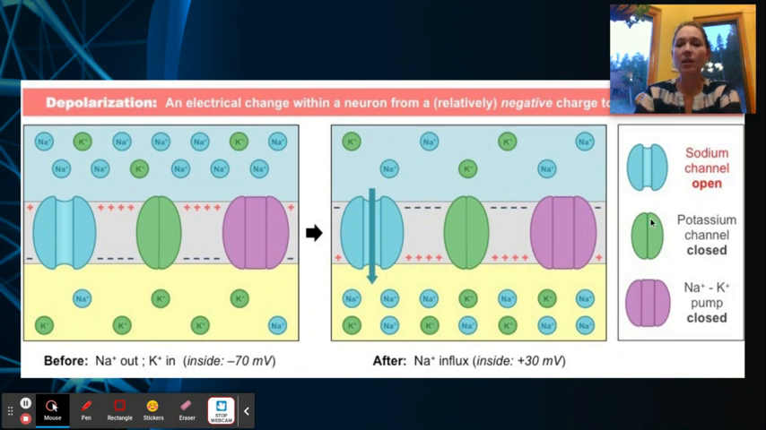And so you guys can see one of the other things that happens during depolarization is the potassium channels close so that no positive ions can move out. And then the sodium potassium pumps are also closed so that only sodium is rushing in to cause that generation of the electrical current down the axon.